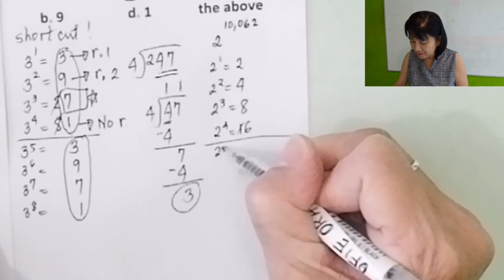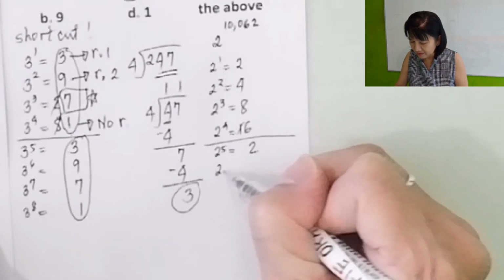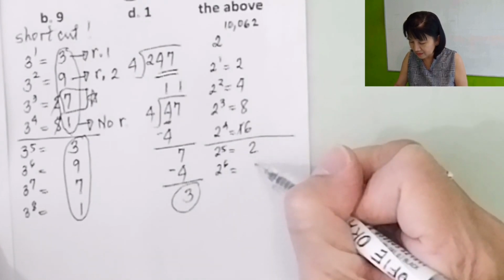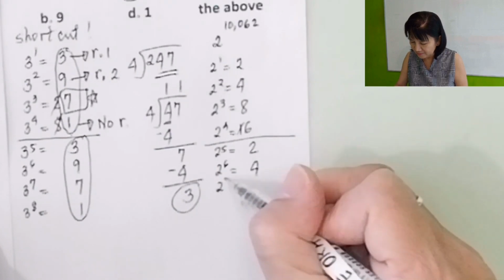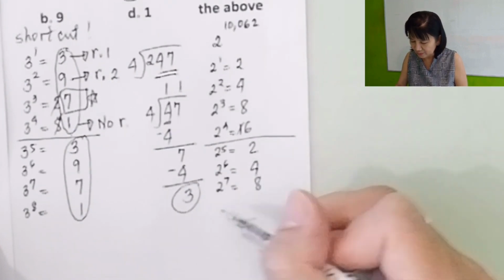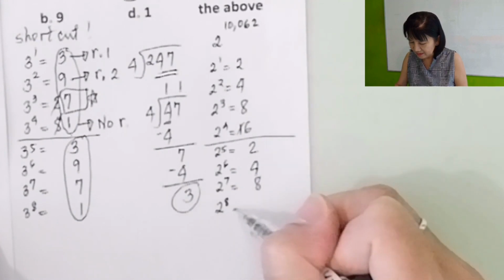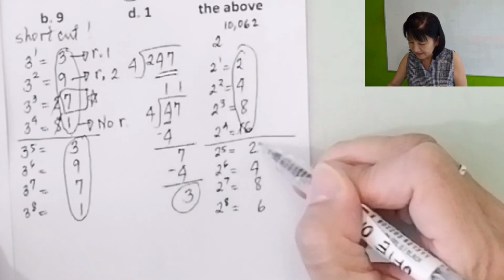Let's say you proceed 2 to the 5th, 6 times 2, carry 1, that will be 32. 2 to the 6th, 2 times 2, 4 again, that will be 64. 2 to the 7th, 4 times 2 is 8, 128. 2 to the 8th is 8 times 2, 16. So there is a pattern again.